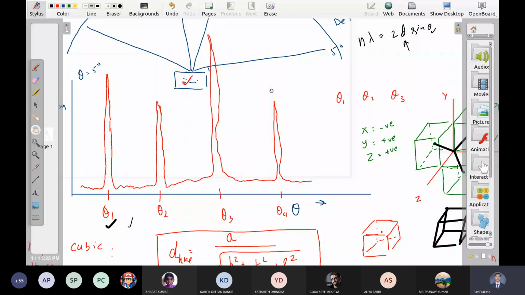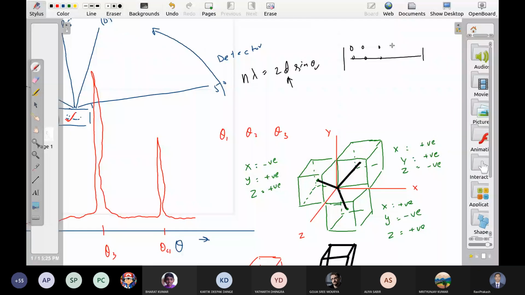This broadening in the peak tells us what is the size of one single crystal. What is the average size of a crystal? The smaller the width, we have bigger crystals in that sample. If the broadening of the peak is more, it means we have smaller crystals in that sample.